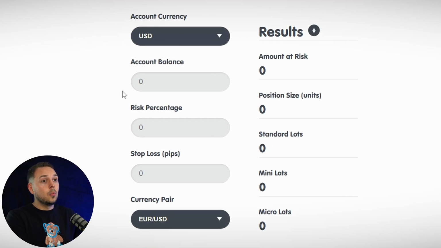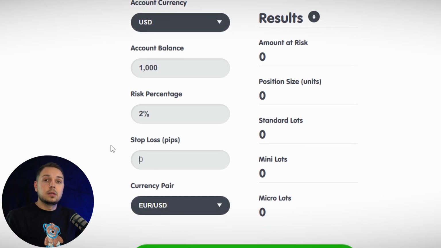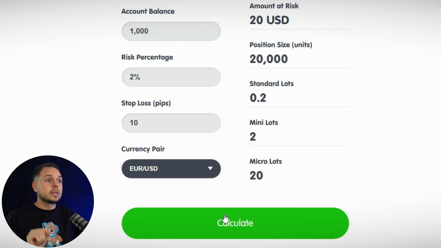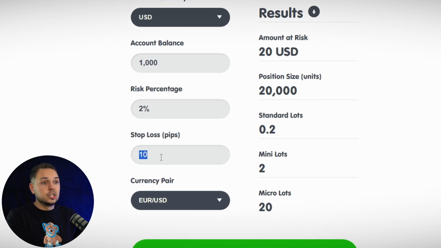So let's say you've got $1,000 in your trading account, and you want to risk 2% on a single trade. You select your stop loss amount, whichever it may be, so let's say 10 pips if we are scalping, click on calculate, and the amount of risk we are taking is $20 US. The position size calculator will tell you exactly what lot size you should be using for the risk you are taking. We can quickly change this up to a 100 pips stop loss.